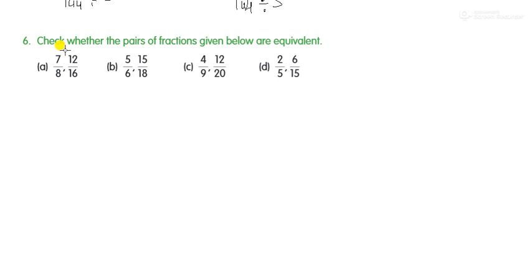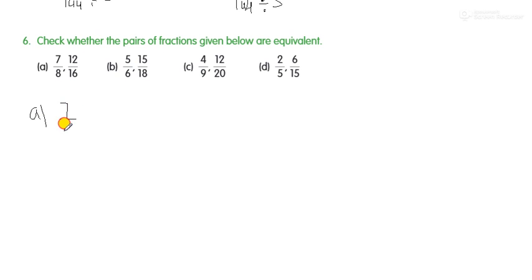So the sixth bit is, check whether the pairs of fractions given below are equivalent. A bit is 7 by 8, 12 by 16. So see here whether it's an equivalent fraction or not. Here 7 by 8 and 12 by 16. B bit is 5 by 6 and 15 by 18. Now cross multiply. Wait, I will do.